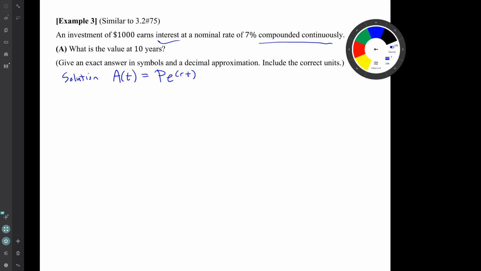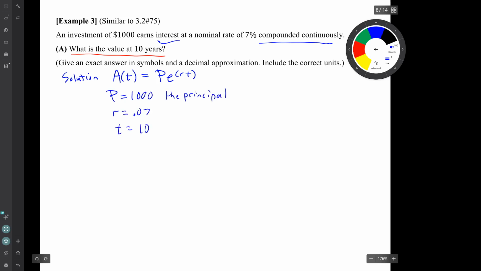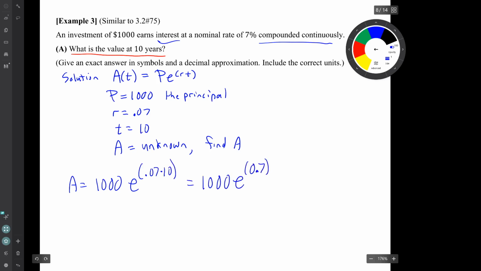So there's the formula for the balance of an account that has continuously compounded interest. Now let's think about what we know and don't know in this equation. So what we are being asked to find is the value of A. So we just substitute our known quantities into that equation and we find the value of A. There's our exact value.